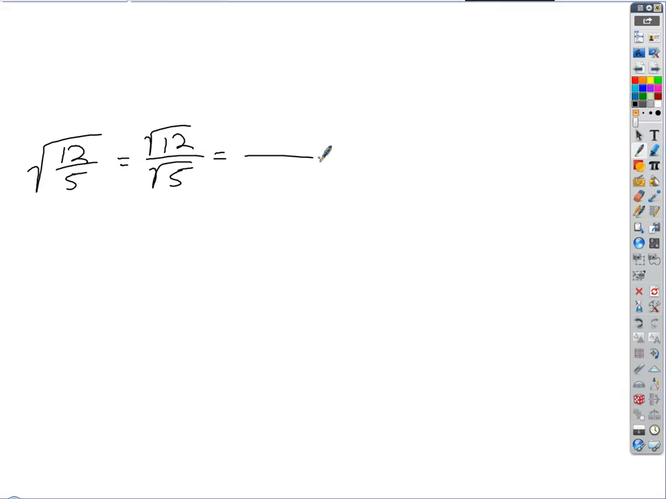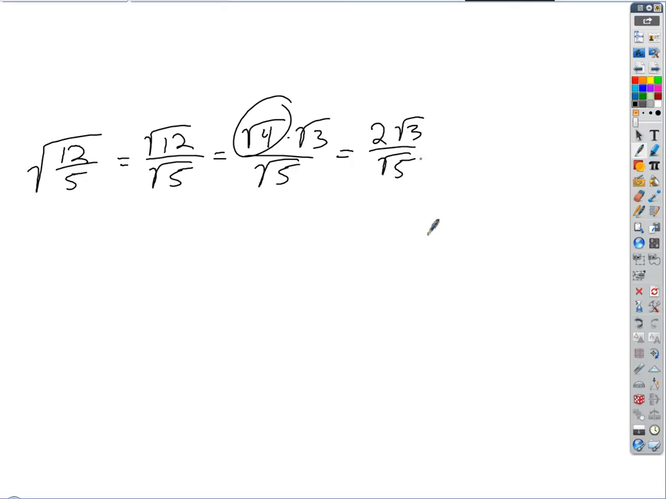Can I simplify the bottom? I'm stuck with the square root of 5. What about the top? Yes, there is a perfect square factor of 12. What is it? 4. Good. So I can rewrite that as square root of 4 times square root of 3. And what is the square root of 4? 2. So that's as far as I can go with just simplifying the radicals, but that's not my simplified answer. What's wrong with that answer?